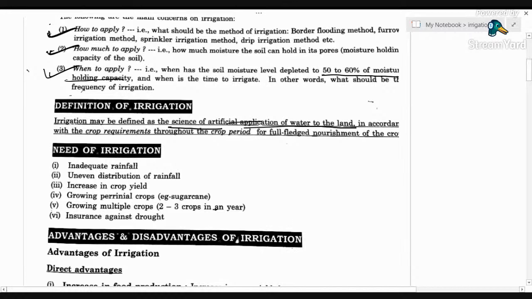What are the basic needs of irrigation? Why is irrigation actually required? Because, as I already told you, when there is uneven distribution of rainfall, when the rainfall amount is not adequate to meet the soil moisture deficiency, then we can go for the artificial application of water by designing canals or storage works, dams, and then we can apply the water. So first is when there is an inadequate amount of rainfall.